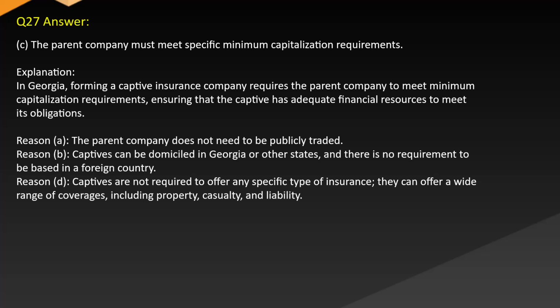Reason A. The parent company does not need to be publicly traded. Reason B. Captives can be domiciled in Georgia or other states, and there is no requirement to be based in a foreign country. Reason D. Captives are not required to offer any specific type of insurance, so they can offer a wide range of coverages, including property, casualty, and liability.